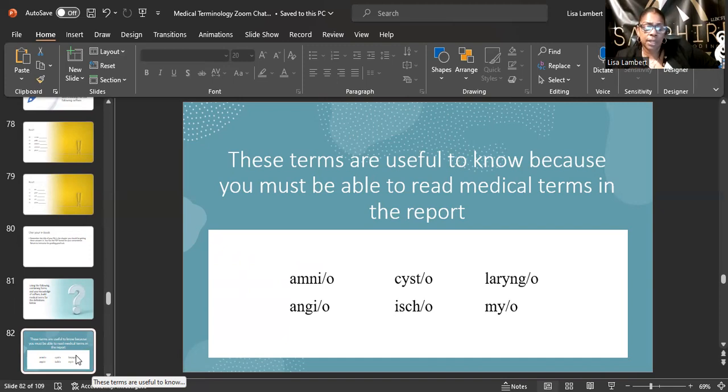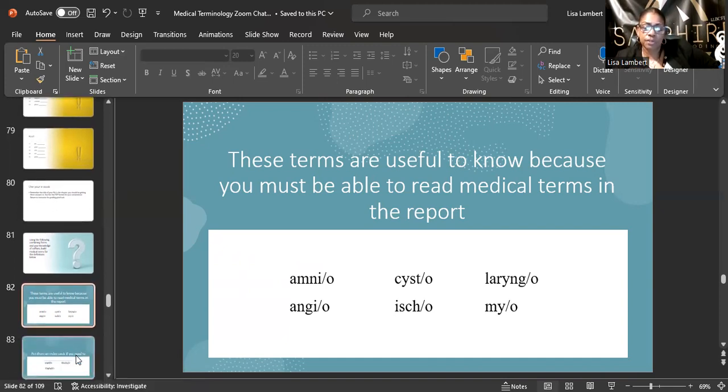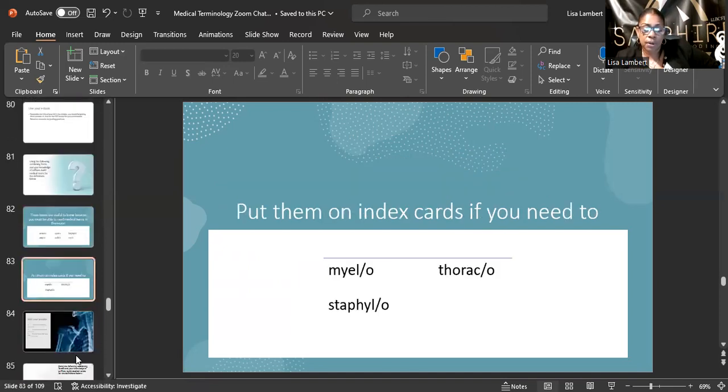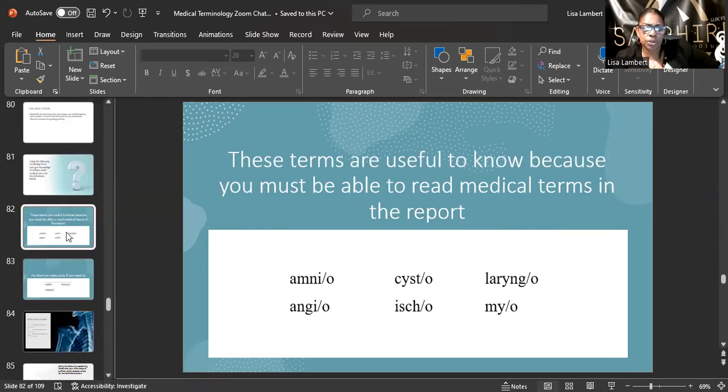The coding exam that I'm going to give you is 150 questions. You can take it in three segments. So we don't have to pass this one. What does it say? The terms are useful to know because you must be able to read medical terms in the report. Yes, you guys already know that.